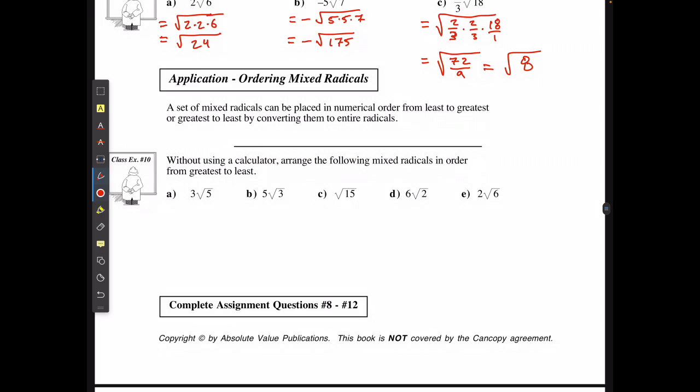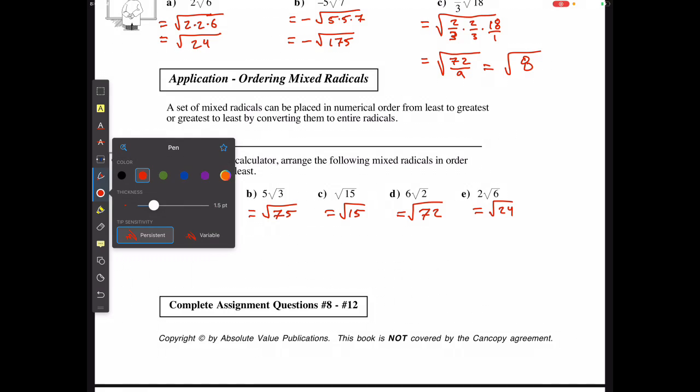Now, if I am ordering from least to greatest, it's just a fancy way if I want to turn these into entire radicals. So I'm going to say for the first one, it would be 3 times 3 times 5, or the square root of 45. This one would be 5 times 5 times 3, or the square root of 75. This one is already in an entire radical. This one would be 6 times 6 times 2, or square root of 72. And this would be 2 times 2 times 6, or the square root of 24.